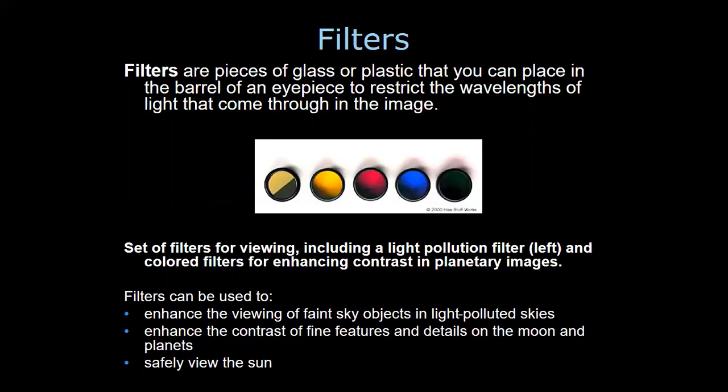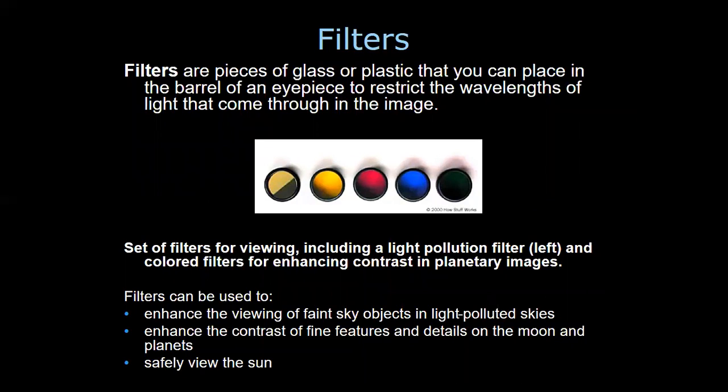Then we will be using filters depending on what we are looking at. Recently I used a telescope to observe Saturn, and we could not see those colorful rings, but saw a black and white picture. If we use a filter, we should be able to filter out the colors depending on what material those rings are made of. Filters are pieces of glass or plastic that you can place in the barrel of an eyepiece to restrict the wavelength of light that comes through in the image. So if I see a black and white picture because I didn't use any filters, but if I use filters, it will filter out some wavelengths and give us a colorful view.